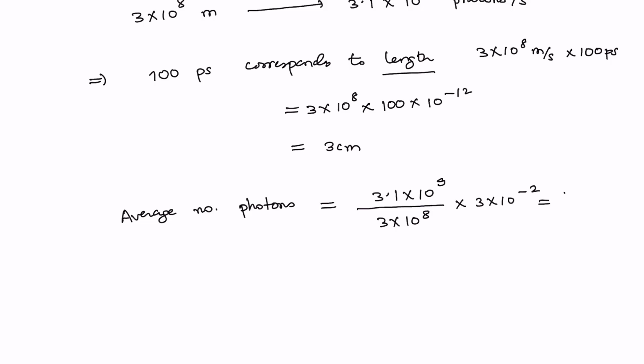So this gives you 3.1 divided by 10. That means on the average you are going to have simply 0.31. So I hope you are getting the maths, how I am getting the numbers.